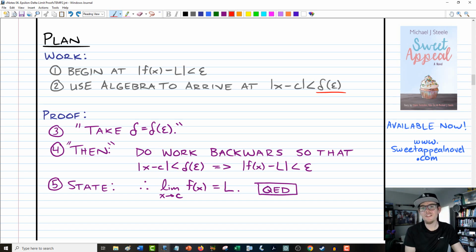And then finally, just state what your limit's value is, and then finish by saying QED. That way it really establishes that this is a formal proof. And this is a task that, if memory serves, I actually did in week 1 of my calculus class.